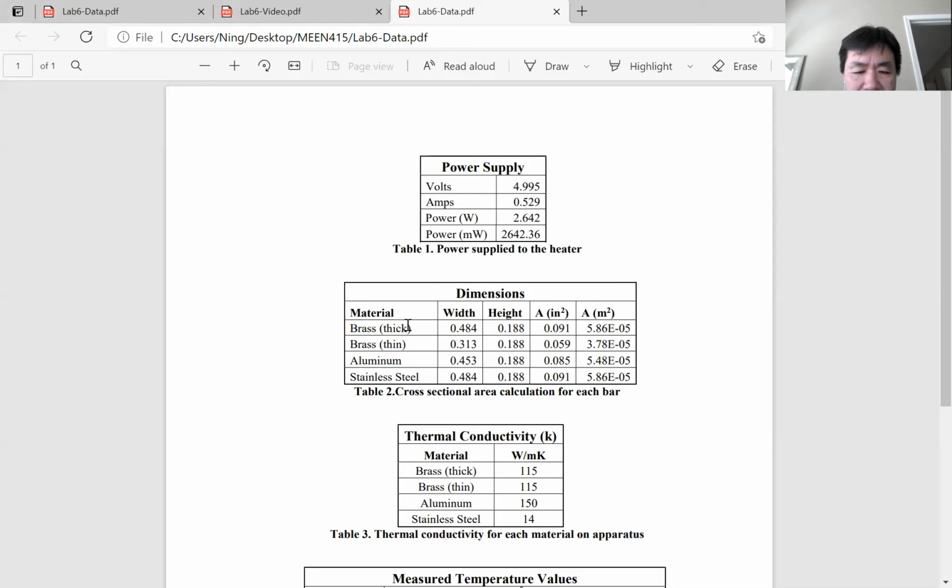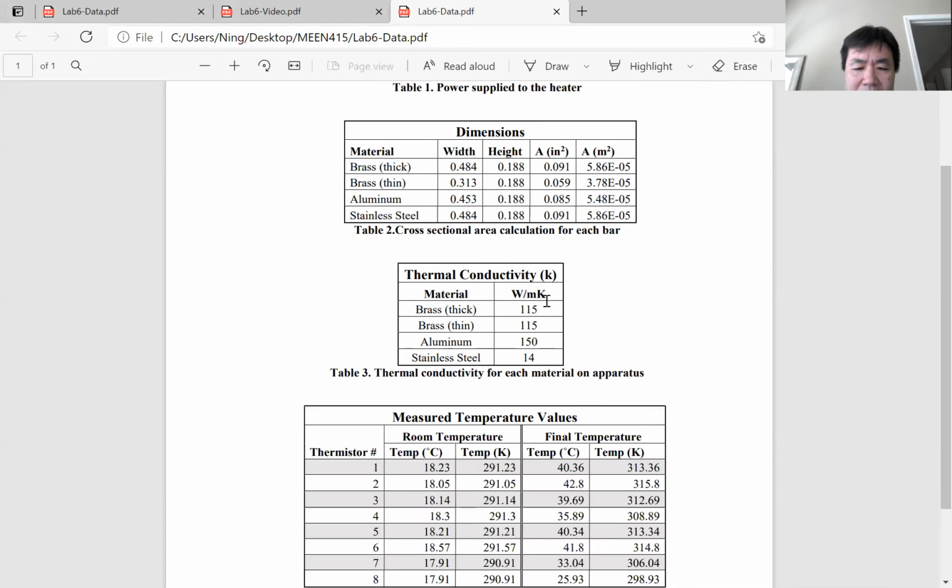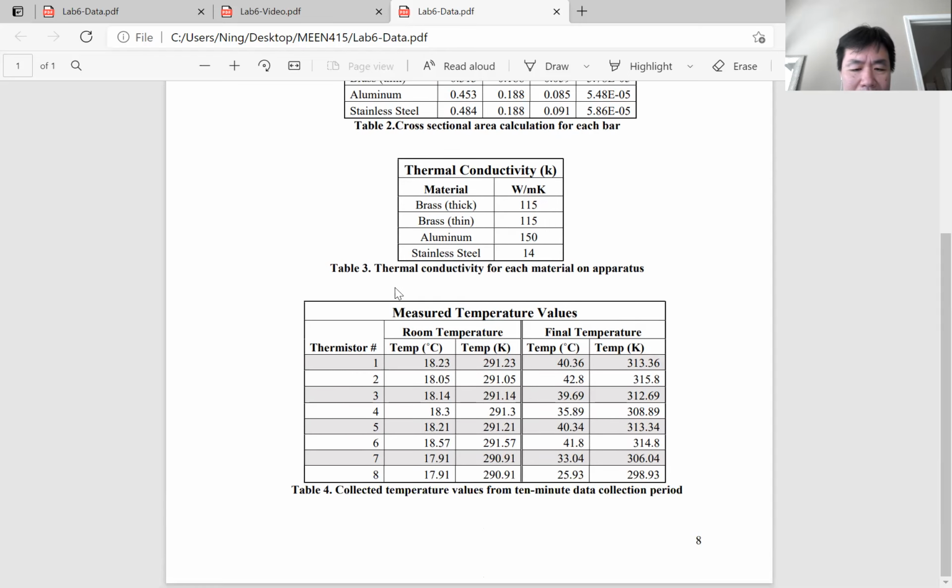So for the 4 bars, thick and thin, it gives you the width and the height. So this is the cross-sectional area. It's calculated for you. And this is thermal conductivity, k. Notice the stainless steel has very poor heat transfer, only 14 compared to the 100s for the other three materials. Then these are the temperatures, room temperatures in Celsius.